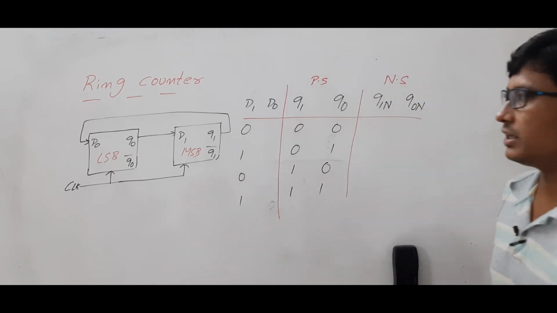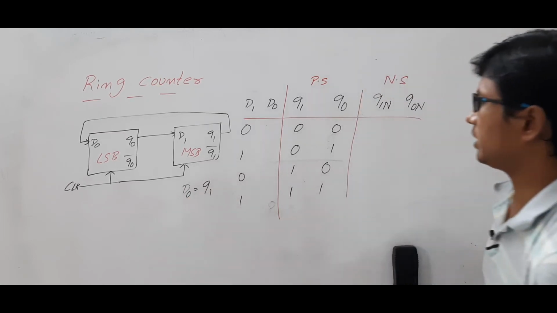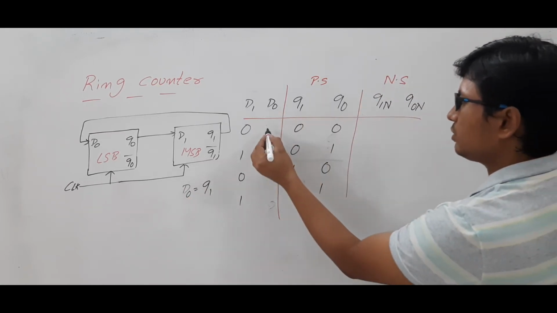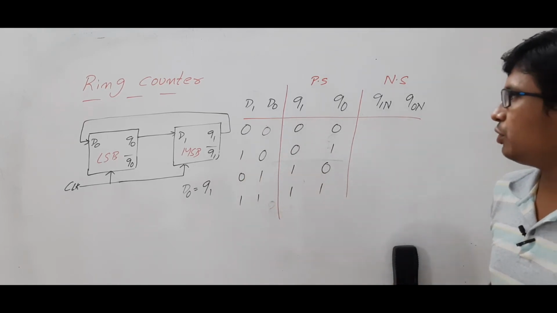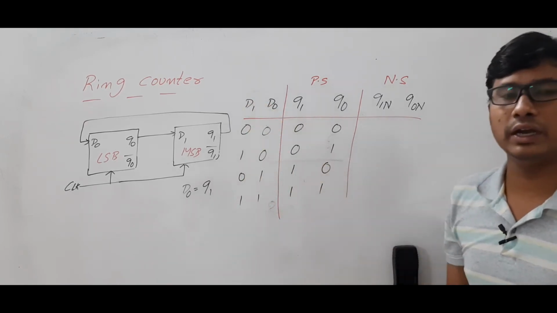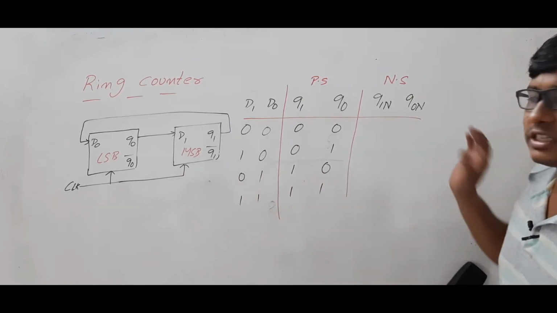Similarly, if you look at the circuit, D0 is equal to Q1. Okay, D0 is equal to Q1. So 0, 0, 1, 1. I hope you have understood how I got the D1 and D0 values. Now I want to find the next state.